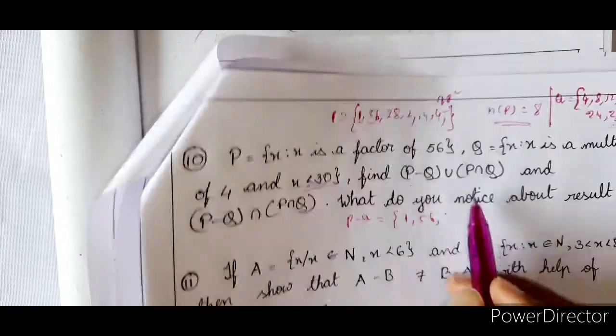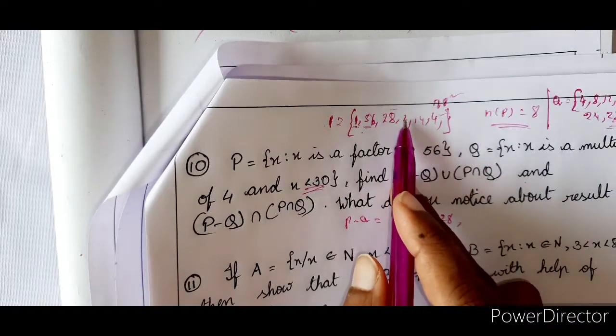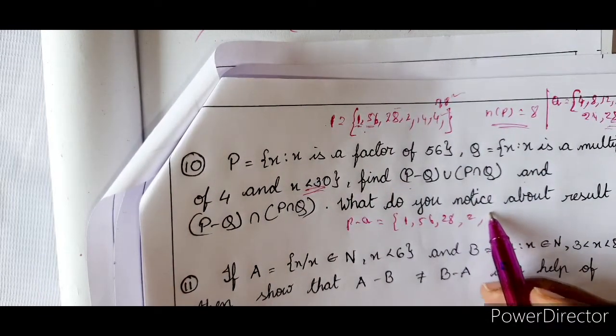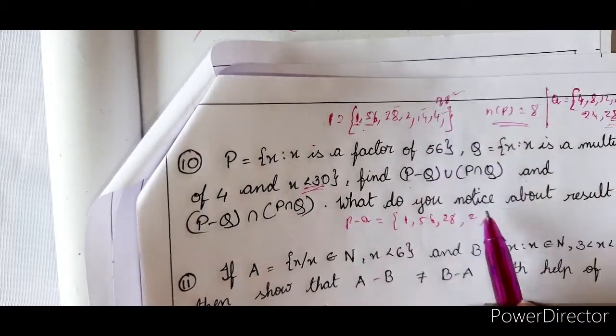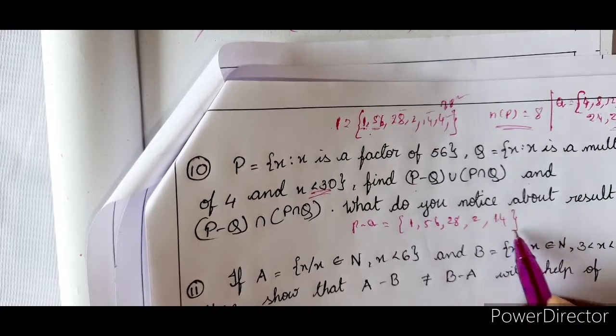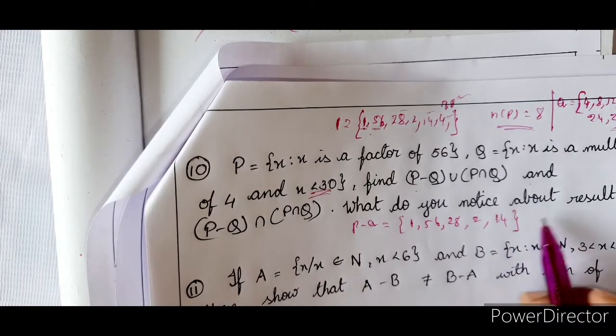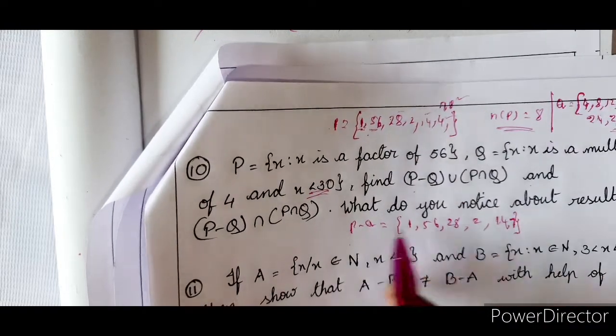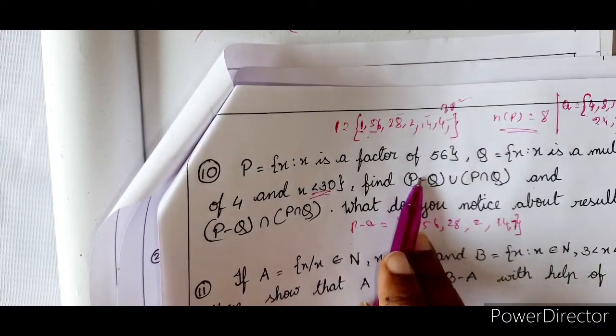So P minus Q is 1, 56, 28 is common. Is 2 there here? No. Therefore 2 we have to write. 4 is 4 here? Yes, 4 is common in both. But 14, you know it is not here. So 14. And 7. 7 is 7 here? No. This is 7. So we determined P minus Q.